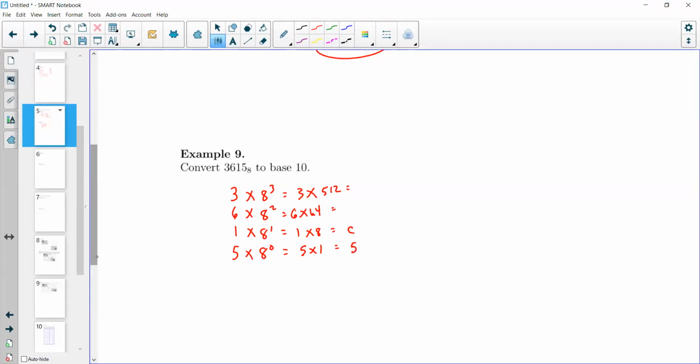So 5 times 1 is 5, 1 times 8 is 8. What is this? 360 plus 24 is 384. And 1536. Somebody want to add that up for me? 19, is that 1933? Or 1946? No, 1933?